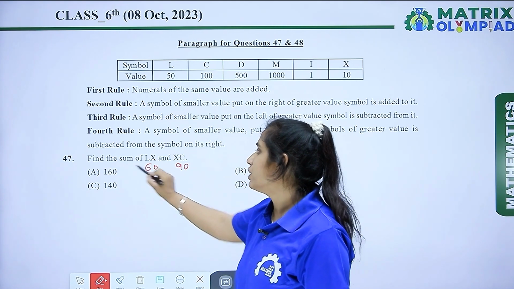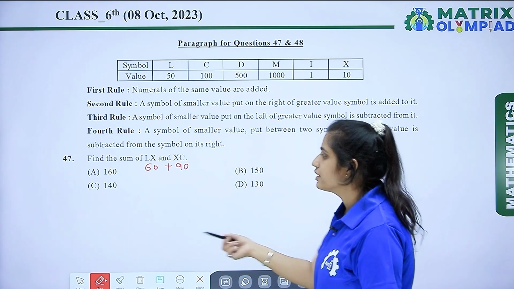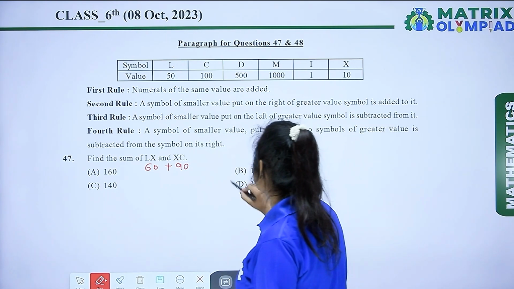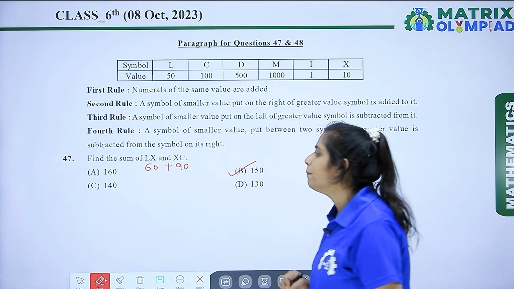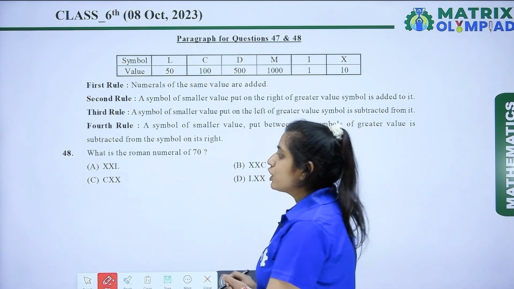We have to find out the sum. So 90 plus 60, or we can say that 60 plus 90 is 150. So option B is the correct answer. Now let's begin with the question number 48.